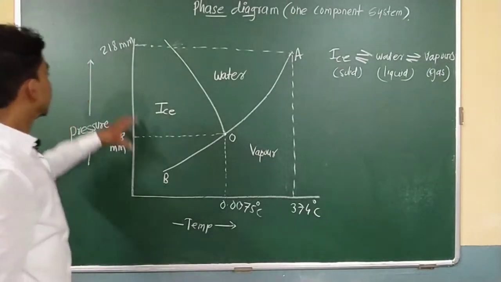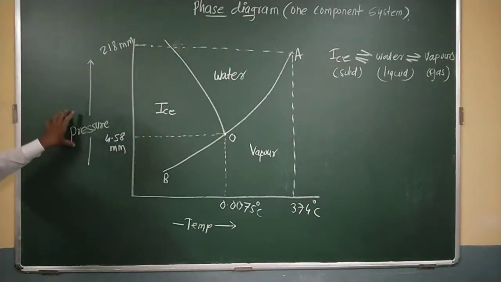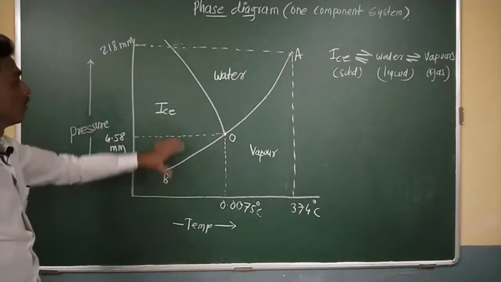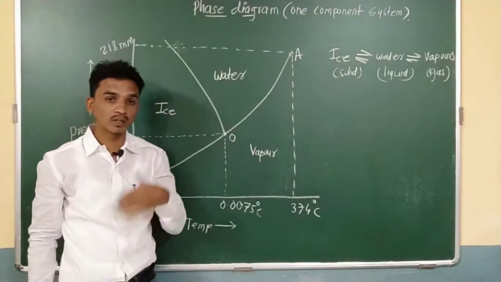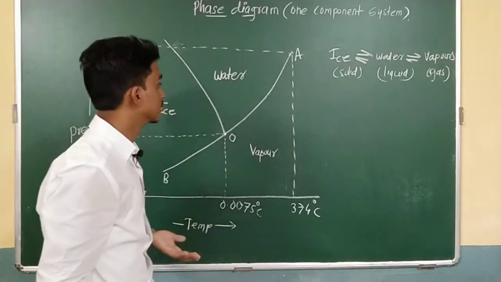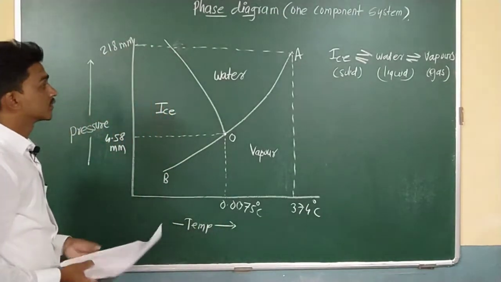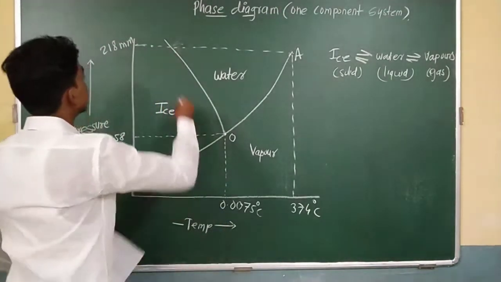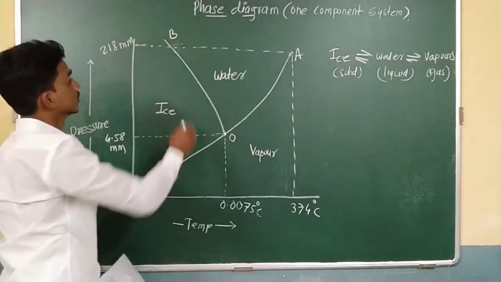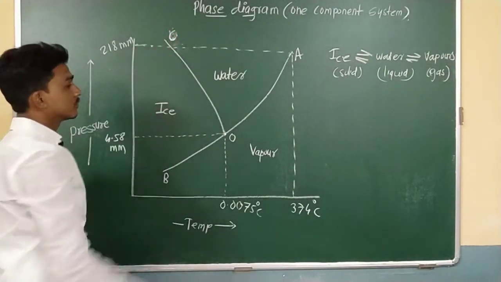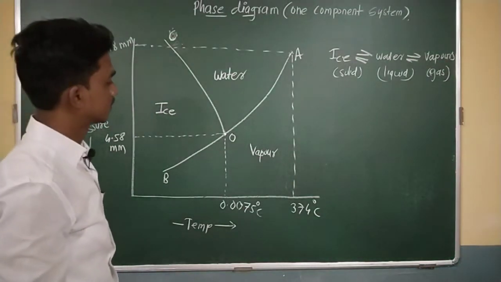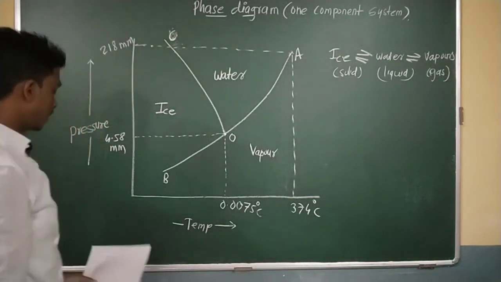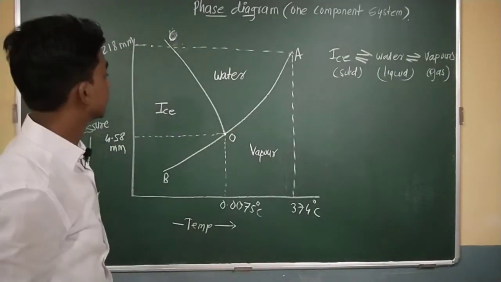Okay, so this is the plot of pressure versus temperature. In this case, we have to understand what will happen if the temperature and pressure get changed, and what happens when the equilibrium exists or not. So let us discuss all these things one by one.